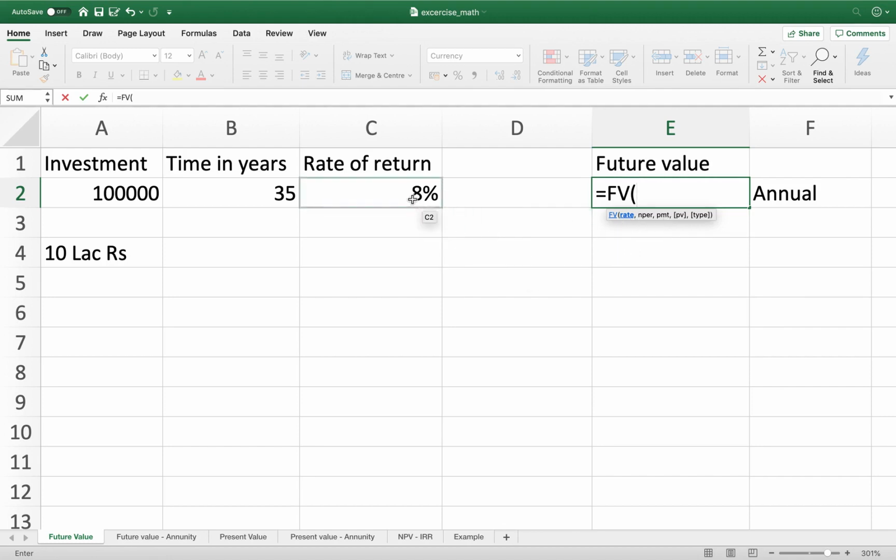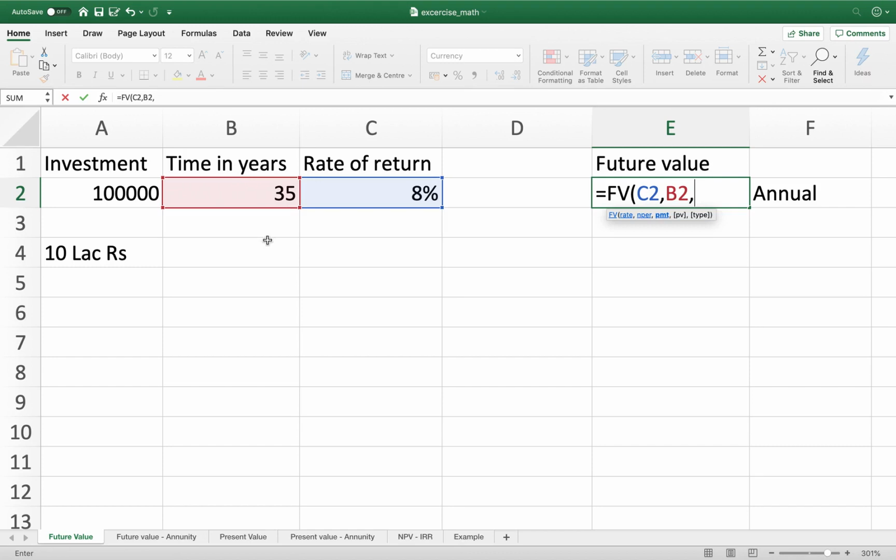So what it has given me is rate. You can put the rate cell. So rate is at 7.5%. It has shown 8%, rounded off, so it became 8%. Then comma, this NPER is the number of years. If you're going to calculate per month, you have to multiply 35 into 12 and that will become your NPER number. In this case, every year it will get compounded at 7.5%. So all I'll take is this number.